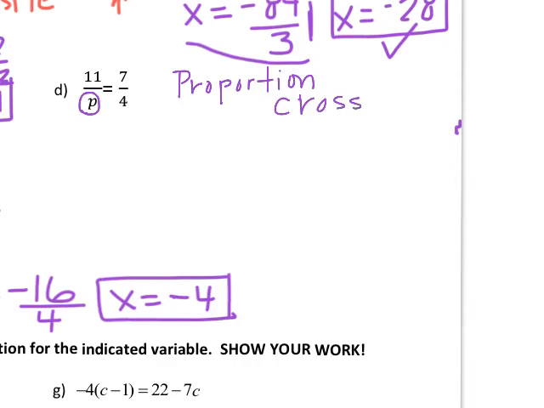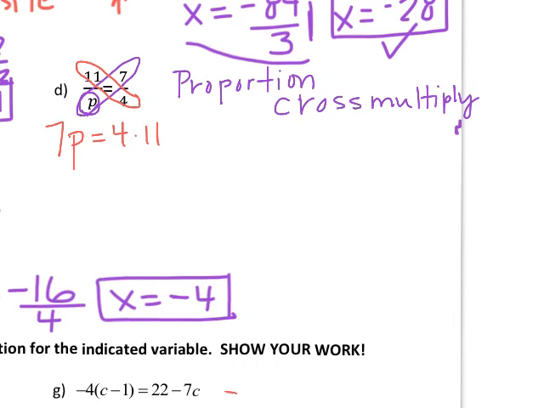Cross multiplication is where we multiply the number in the denominator, p, times the number in the numerator of the other fraction, which is 7. So if I cross multiply, I get 7 times p, and that's going to be equal to 4 times 11. So 7p equals 44, and if I divide by 7, I get 44 sevenths.